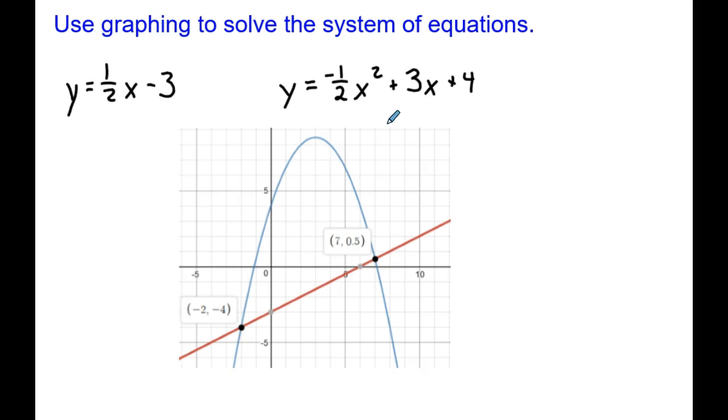If we would plug these x, y ordered pairs into each equation, that would give us a true statement. So when solving nonlinear systems, we can use algebraic methods, the substitution method, or we can use graphing, put them in Desmos, look for the intersection of the two graphs.